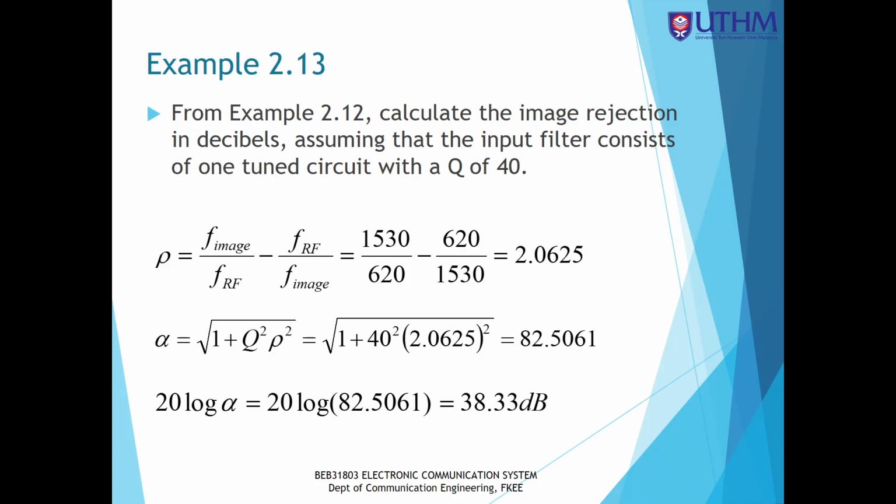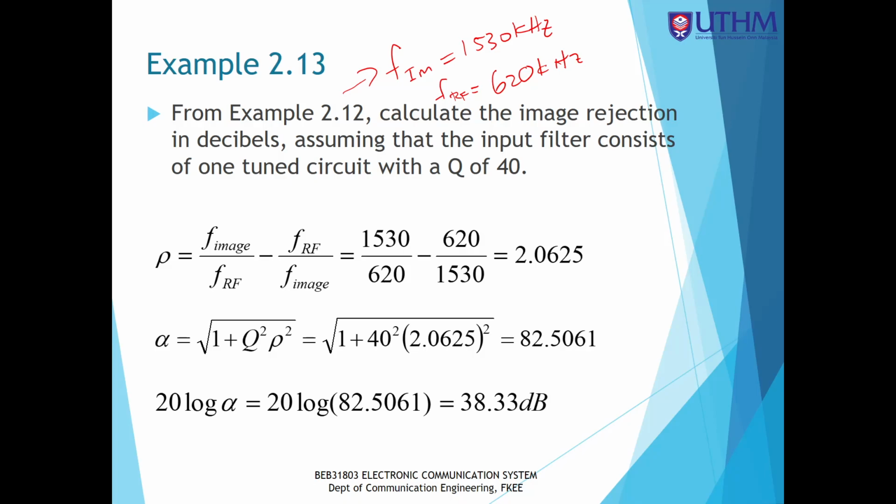This example is based on the previous example 2.12. In example 2.12 we already calculated the F image, which is equal to 1530 kilohertz. And we already have the FRF given in the previous example, which is the broadcast frequency, 620 kilohertz. So we can find the image rejection ratio alpha.